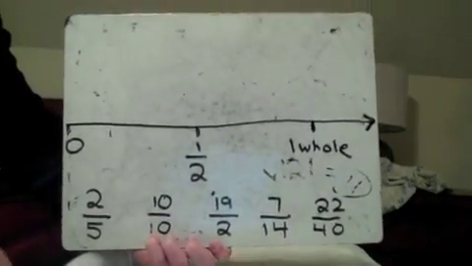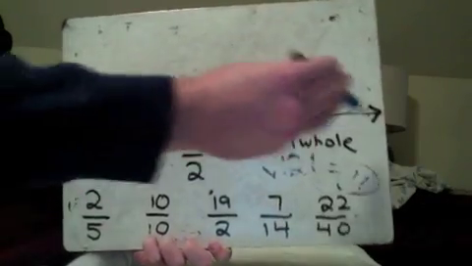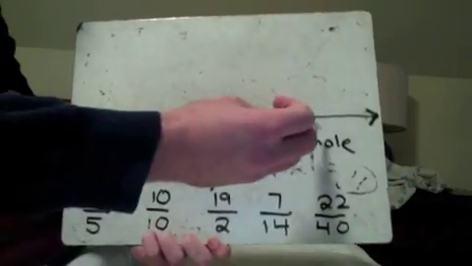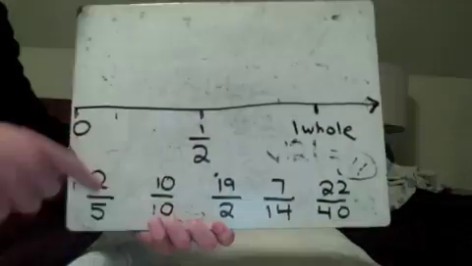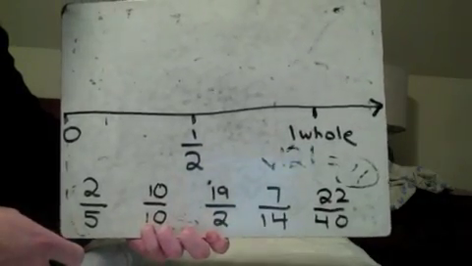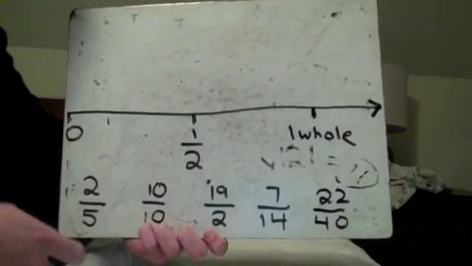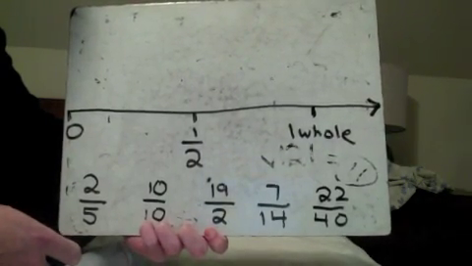All right, what I've done here is I've drawn a number line. And on the number line, I've put 0, I've put a half, I've put a whole, and then anything bigger than a whole is going to be going that way. What I want to do is take our benchmarking fractions and put them on this number line where you think they might belong.